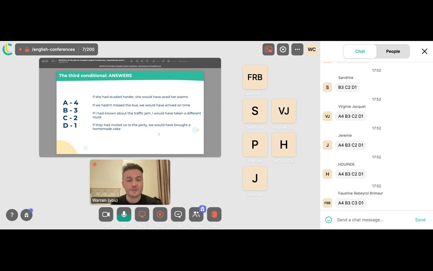The next one here: if we hadn't missed the bus, we would have arrived on time. If I'd known about the traffic jam, I would have taken a different route. If they had invited us to the party, we would have brought a homemade cake.